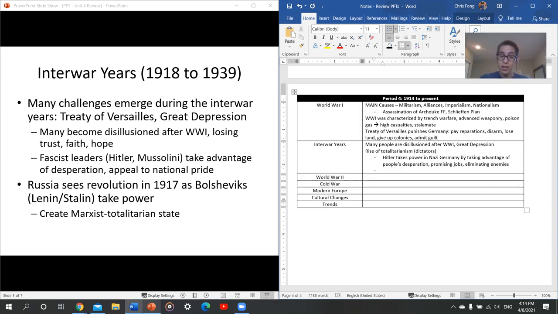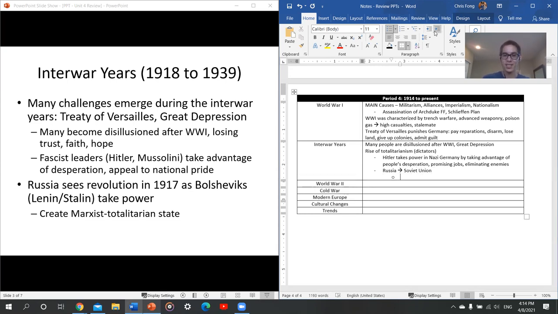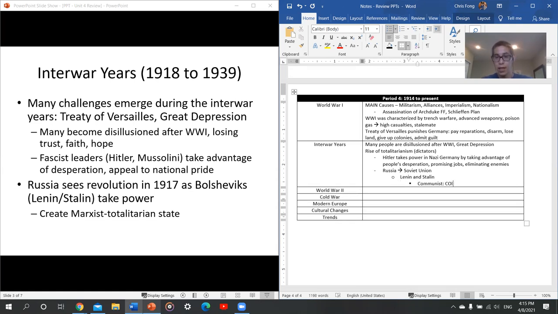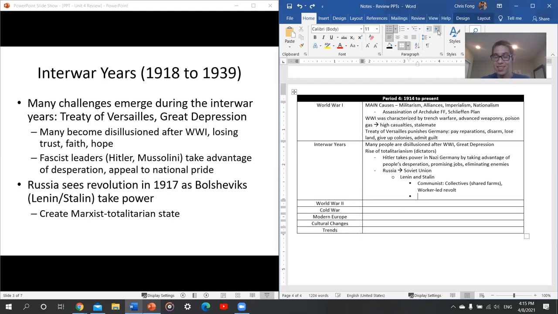Russia, on the other hand, sees a shift to the Soviet Union. Russia turns into the Soviet Union, led by Lenin and Stalin. Lenin and Stalin create a Marxist totalitarian state. Marxist means communist. And so there are some communist ideas here: collectives, which were shared farms, and it was kind of a worker-led revolt. But that's kind of it. The rest of it is really a dictatorship.